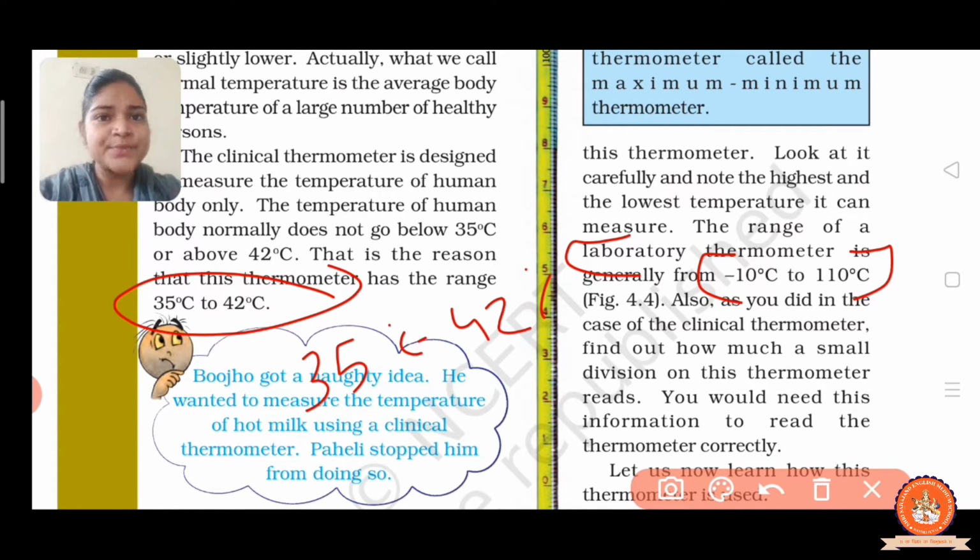Why is it so? Because in the laboratory there are so many chemical reactions that take place, and the reactions occur from very low temperature to high temperature. That's why we need the laboratory thermometer, and its range is minus 10 degrees Celsius to 110 degrees Celsius. It is important for your MCQ questions. Remember it, right?